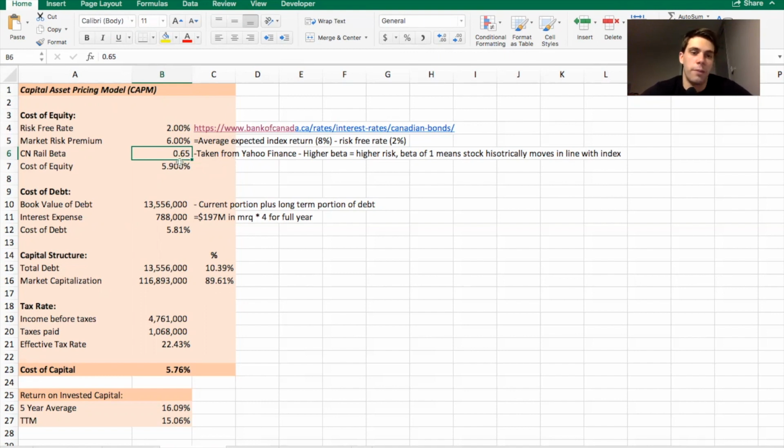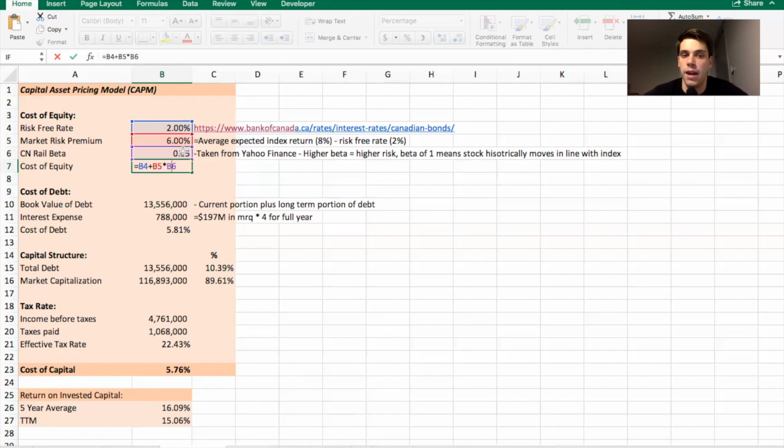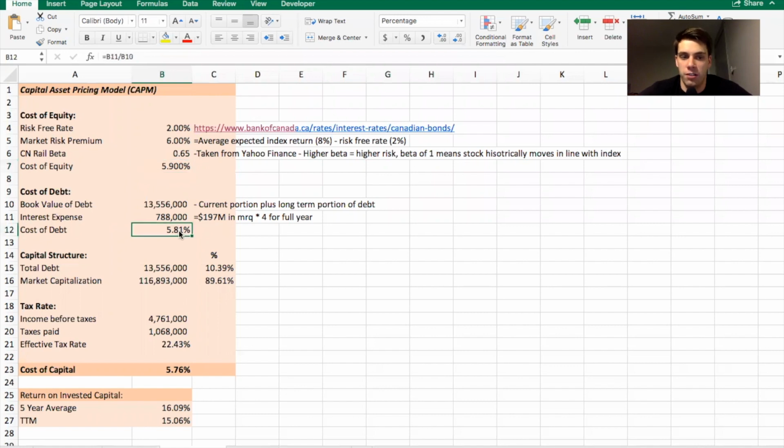So because our beta is lower, that's going to decrease our cost of equity, because the way this is determined, the cost of equity is you just take the risk-free rate, add the market risk premium to it, and then multiply it by the beta. So because our beta is below 1, our market risk premium aspect of this calculation is actually going to be lower. So that's how you calculate cost of equity. You can see it's actually pretty similar to cost of debt, which most of the time cost of equity is going to be higher.